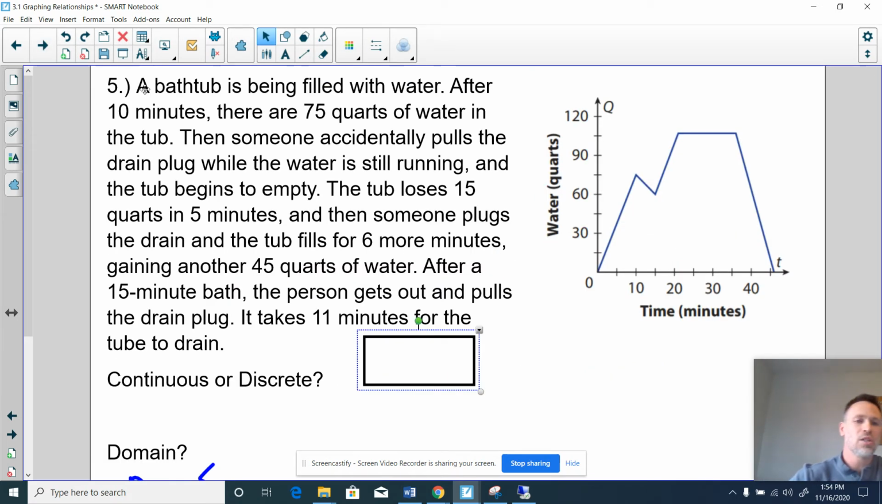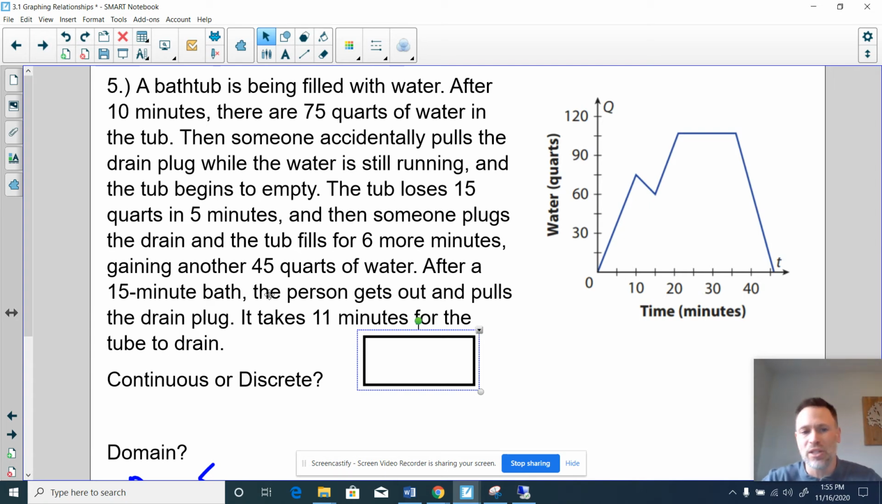All right, so a bathtub is being filled with water. After 10 minutes, there are 75 quarts of water in the tub, and somebody accidentally pulls the plug, and while the water is still running, the tub runs to empty. The tub loses 15 quarts in 5 minutes, and then someone plugs the drain, and the tub fills for 6 more minutes, gaining another 45 quarts of water. After a 15-minute bath, the person gets out and pulls the drain plug. It takes 11 minutes for the tub to drain. Let's just say tub, not tube.